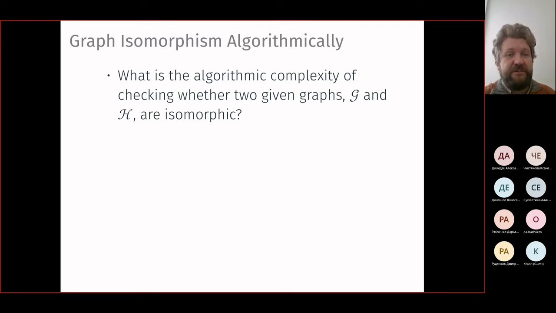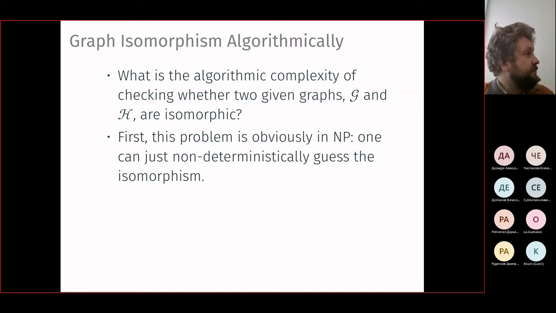So, algorithmic question. What is the algorithmic complexity of checking whether two given graphs, G and H, are isomorphic? How do you think? To what class does this belong? So you have as input two graphs, G and H, and to what complexity class does the isomorphism problem belong? P? Why? Because we need to check, for example, we take first one and map it to the other. Yes, exactly. So, of course, it belongs to NP.